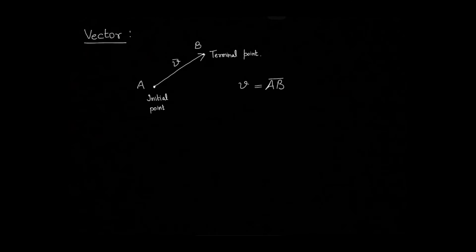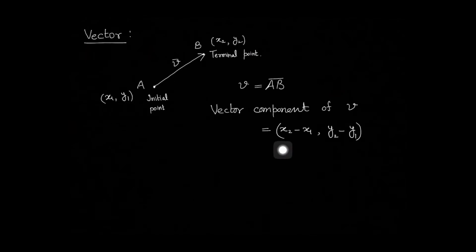Suppose point B has coordinates x2, y2, if we are working in R2, and point A has coordinates x1, y1. Then the vector components of V are x2 minus x1 and y2 minus y1. These are called the vector components of the vector V. So if the initial and terminal points are given, we can find the vector components of that vector.